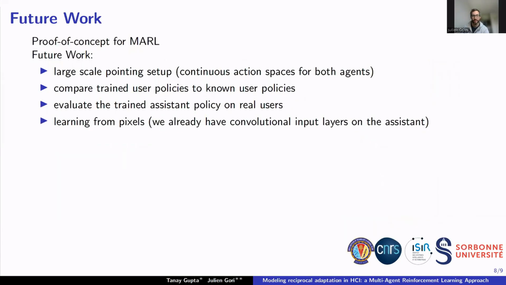Now, to summarize, we presented a proof of concept for MARL in HCI. A lot of work remains to be done. The first direction is to increase the scale of the task, mainly by using continuous action spaces for both agents. It would also be interesting to evaluate obtained policies, be it user or assistant policies, and compare them to real and existing ones.